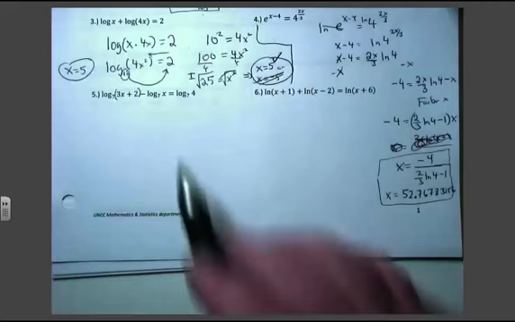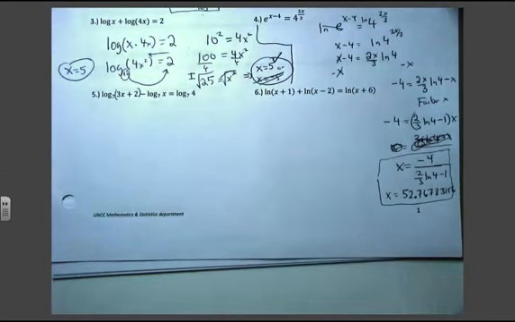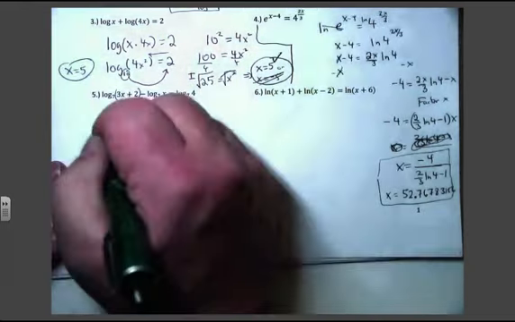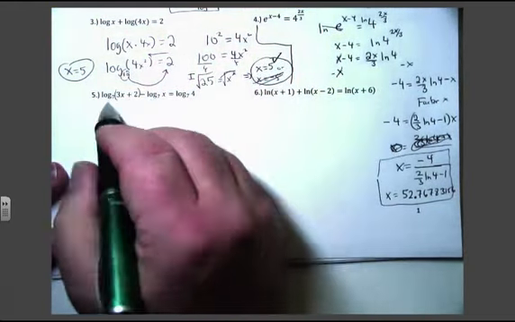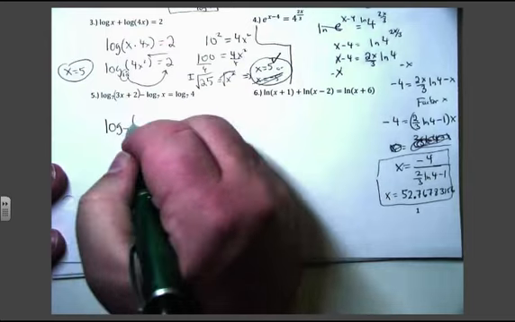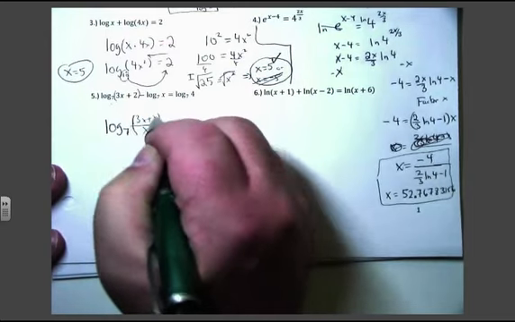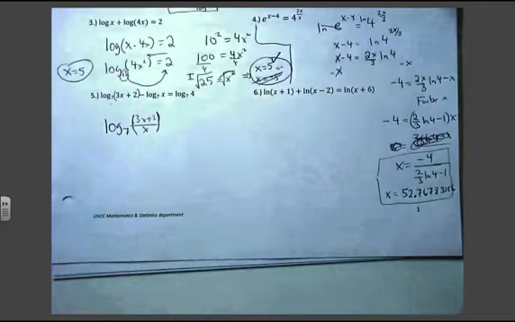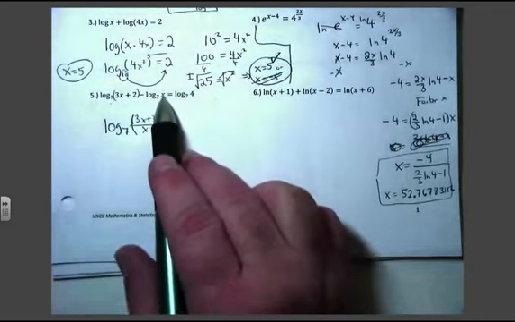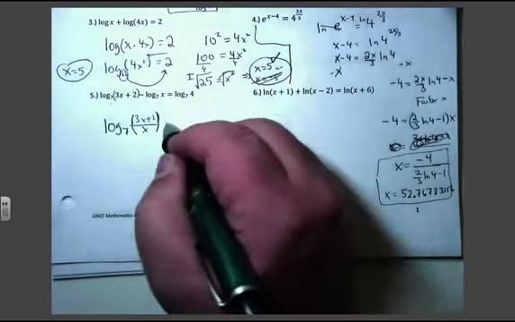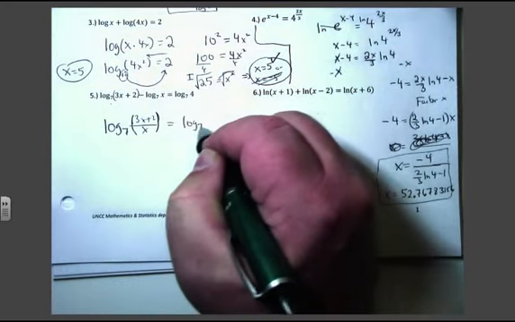Now this is subtraction. What does subtraction turn into? Division. This will be the log base 7, because they're both base 7 logs here, of 3x plus 2 divided by x. Subtraction turns into division, and this x goes into the denominator. Equals the log base 7 of 4.